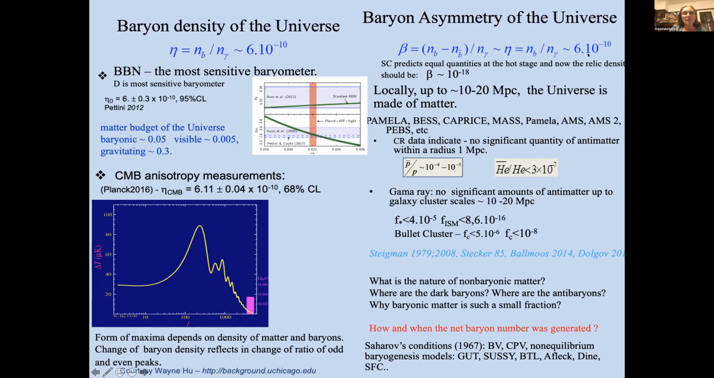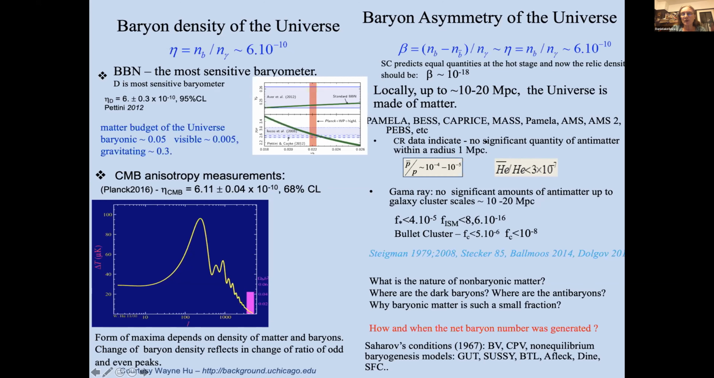We all know that there exists baryon asymmetry of the universe, and its value is well measured now. The most sensitive baryometers being the Big Bang nucleosynthesis, with the deuterium measurements being the most sensitive one for that. And the CMB anisotropy measurements also provide with a very good accuracy the value of the eta, baryon to photon ratio, which actually presents the baryon asymmetry of the universe. And locally, up to 20 megaparsecs, we know that the universe is made only of matter. So antimatter is in insignificant quantities.